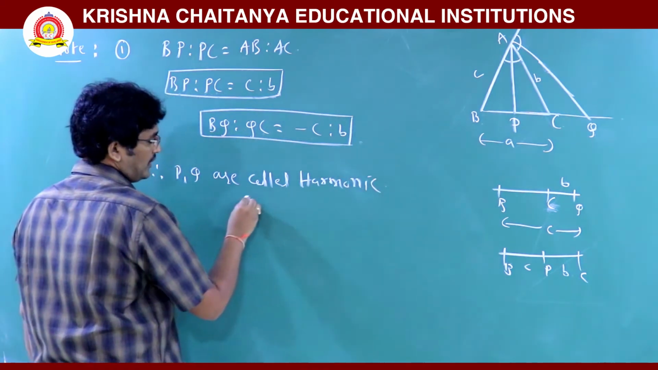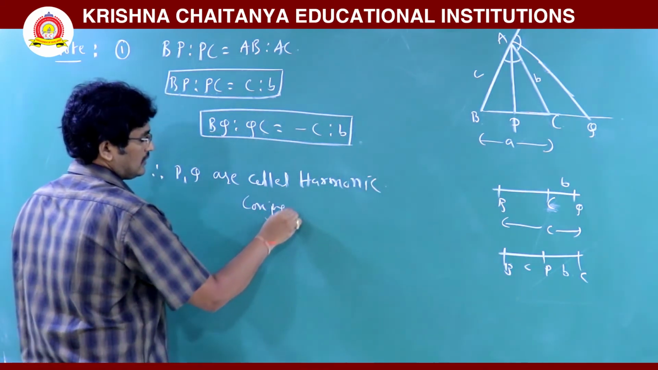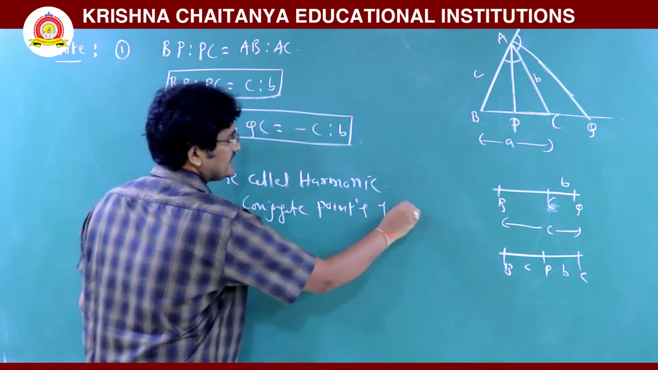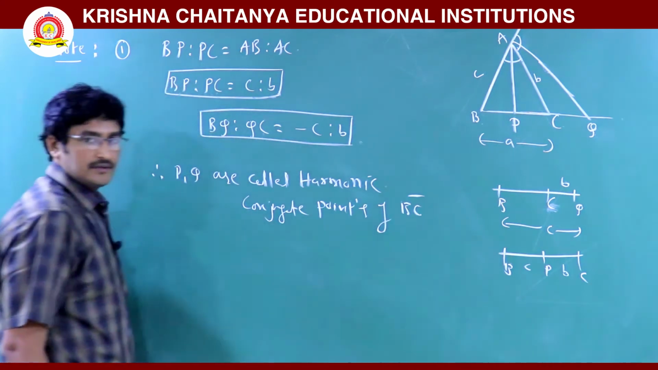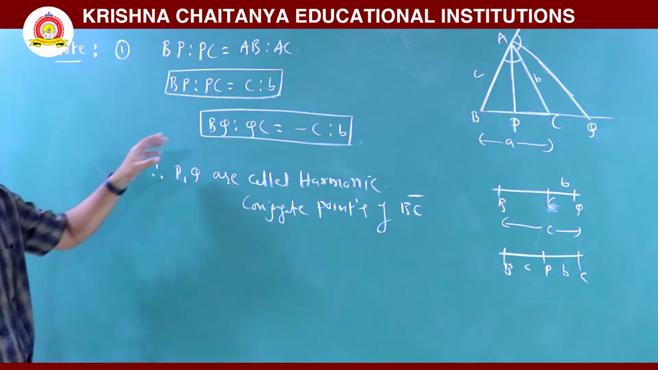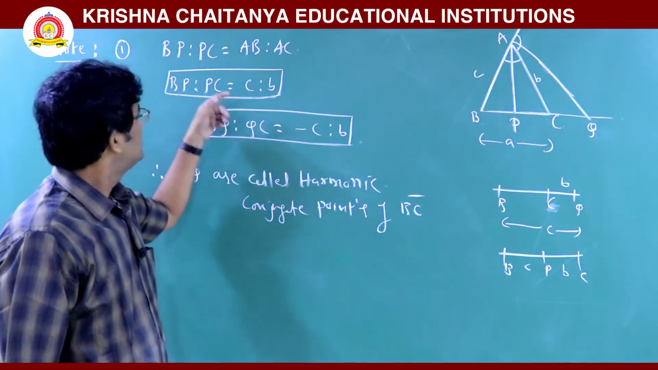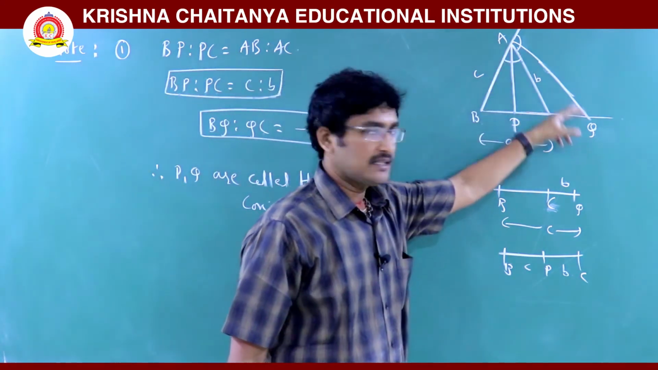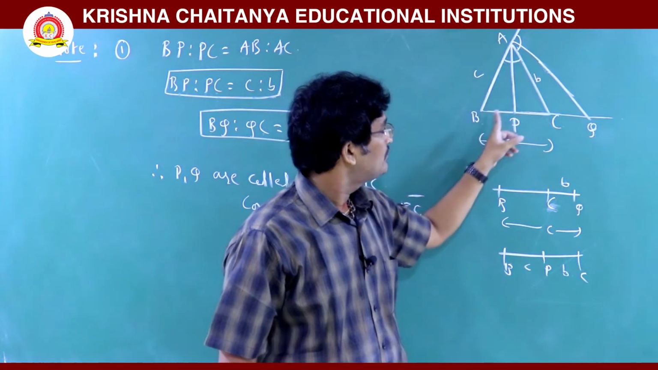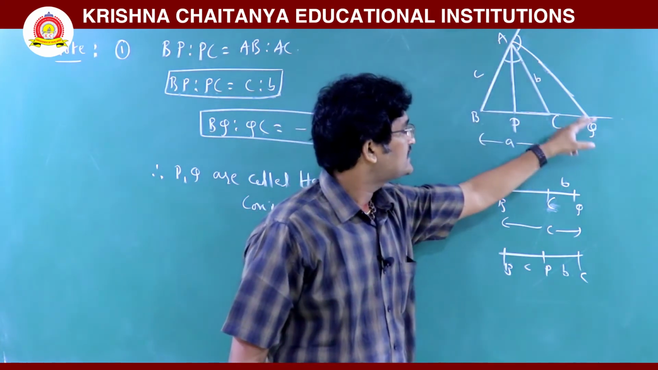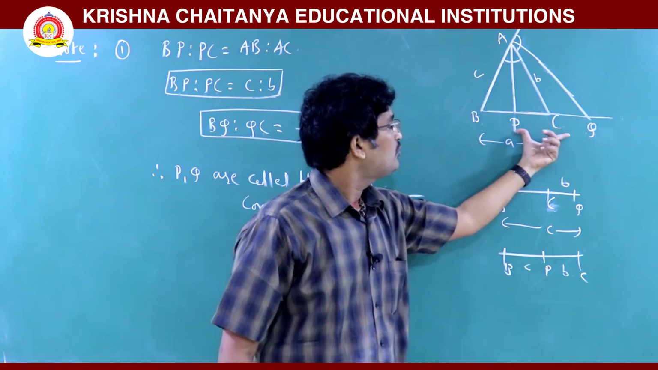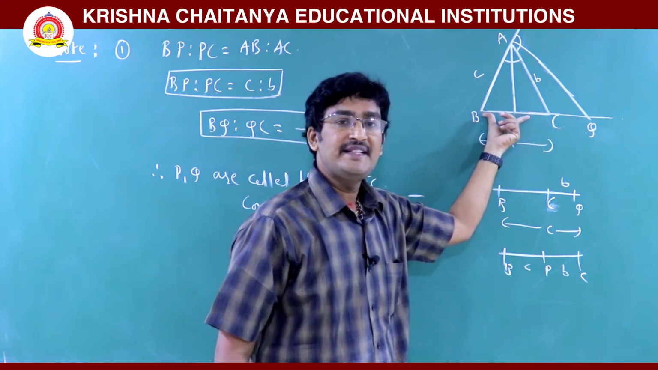Harmonic conjugate points of BC bar. You have to remember this one. It is one of the observations about angular bisectors. There is an internal angular bisector and an external angular bisector. This one meets BC bar at P, this one meets the same BC bar at Q. Then these 2 points are called harmonic conjugate points with respect to the side BC bar.